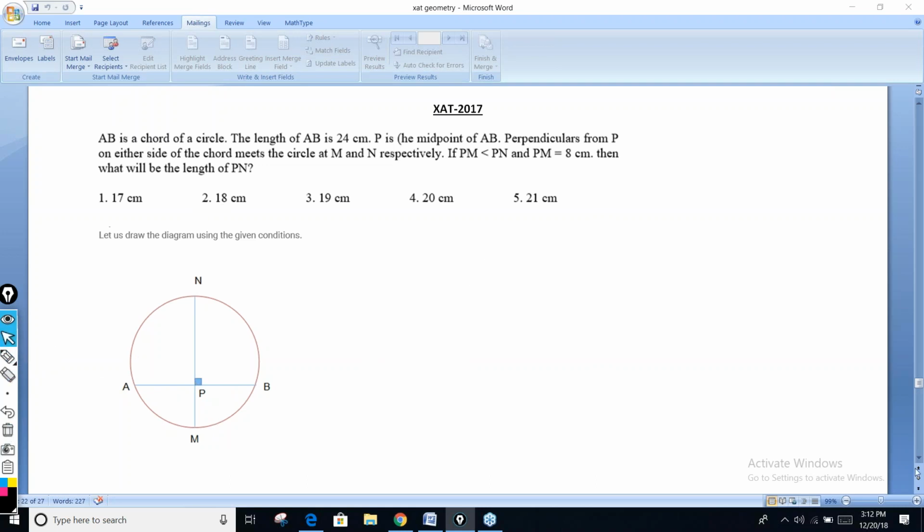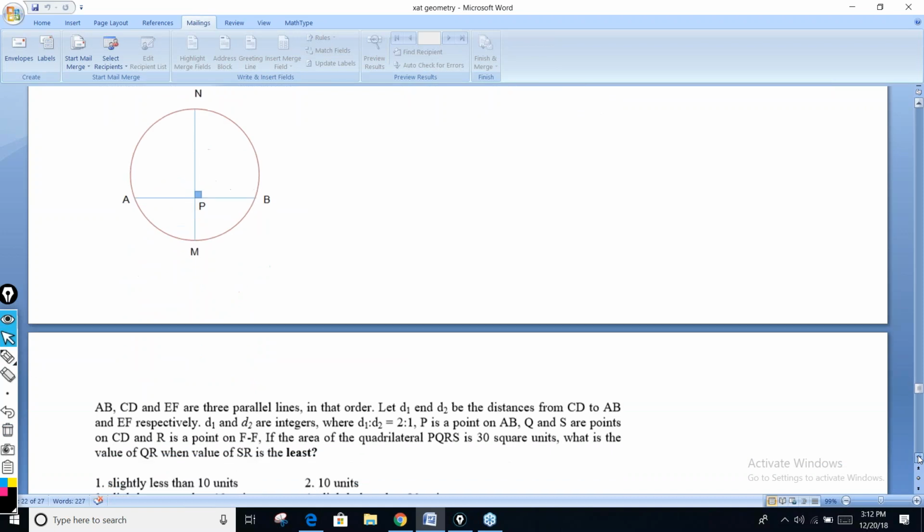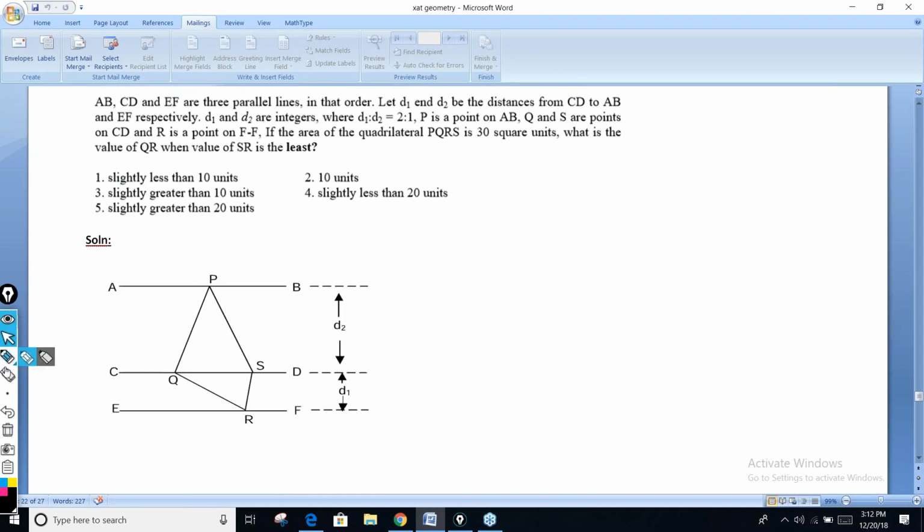Come to the next one. Now here it is given that A, B, C, D, E, F are three parallel lines. I have drawn the figure. A, B, C, D, E, F are given parallel lines in that order. Let D1 and D2 be the distances from CD to AB and EF respectively. So this is given as D1 and this is D2.